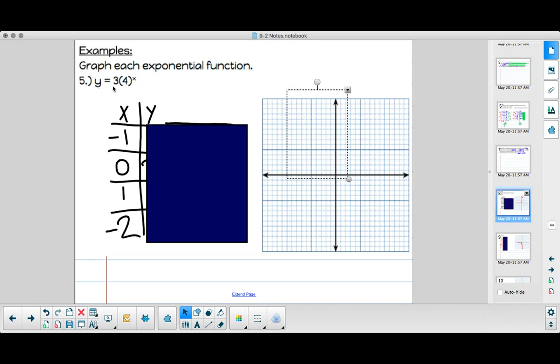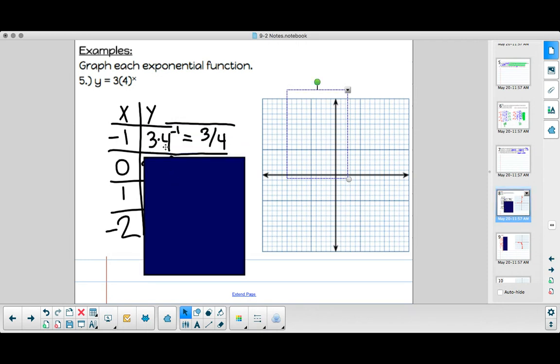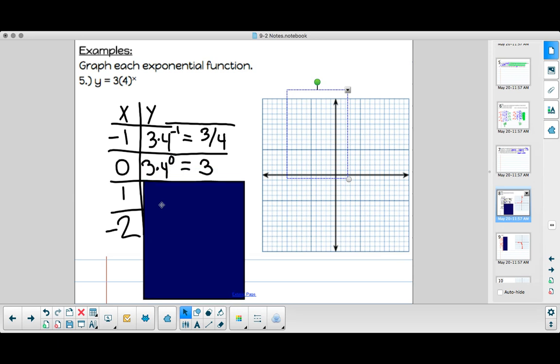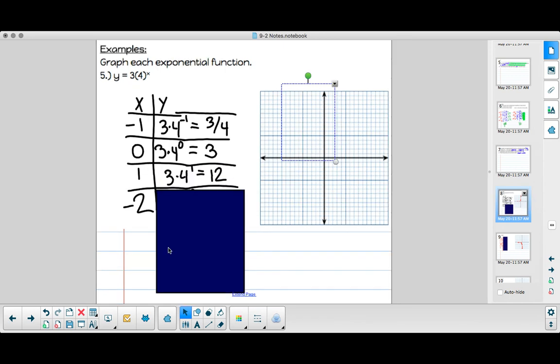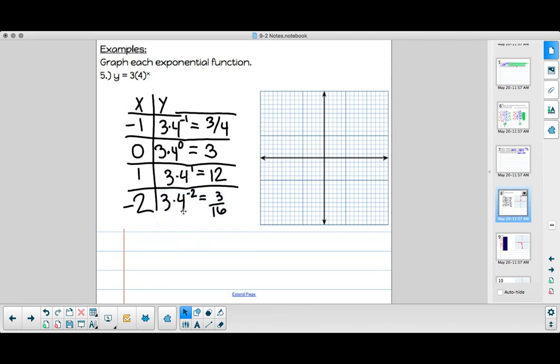One example is y equals 3 times 4 to the x power. I chose negative 1, 0, 1, and negative 2 as my x values, and then you literally are just going to plug them in. So 3 times 4 to the negative 1 would be 3 times 1/4, which is equal to 3/4. And then 3 times 4 to the 0 power would be 3 times 1, which is 3. Remember, any number to the 0 power is equal to 1. 3 times 4 to the first power would be 12. And then 3 times 4 to the negative 2 power, 4 to the negative 2 power is actually 1/16, and then 3 times 1/16 is 3/16.